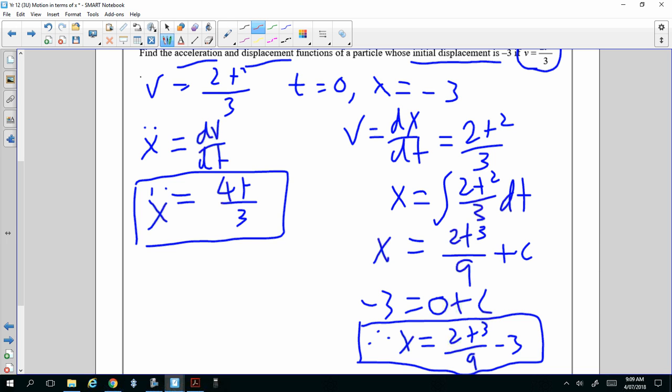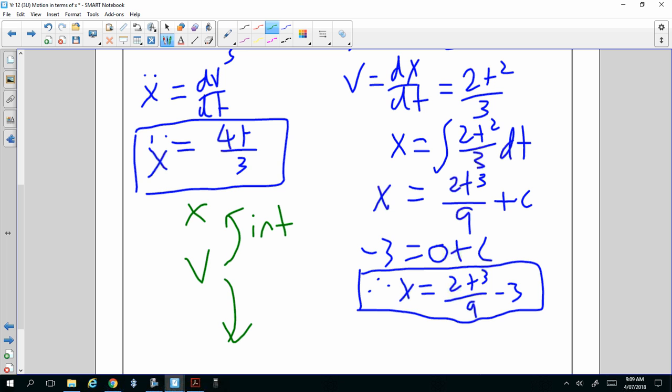So if you start with v, to get x you integrate, and then to get acceleration, you differentiate. So there's a simple connection between all three quantities. Today we're going to do something a little different. Once you're ready, go to the next page.